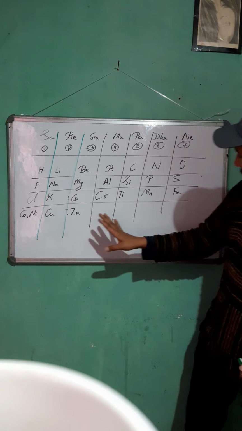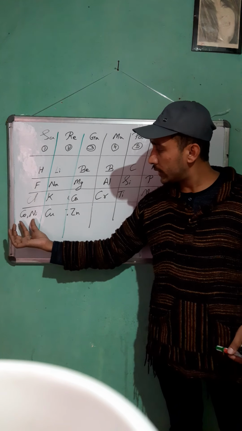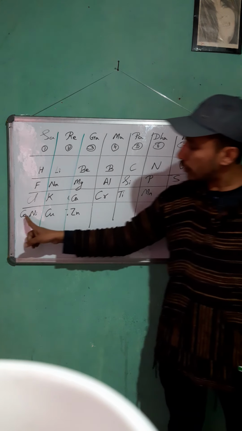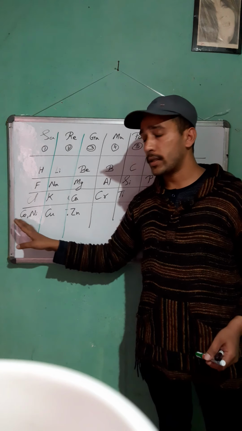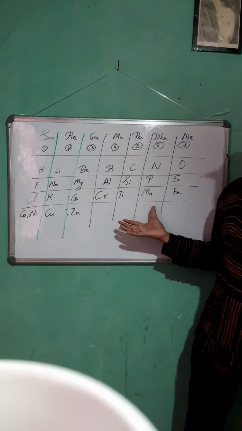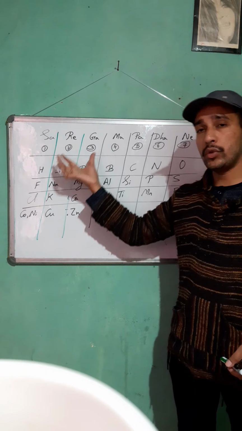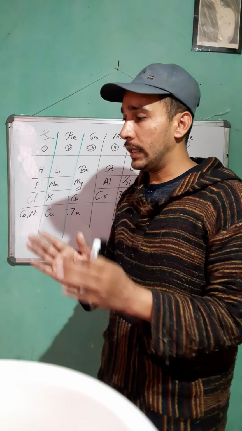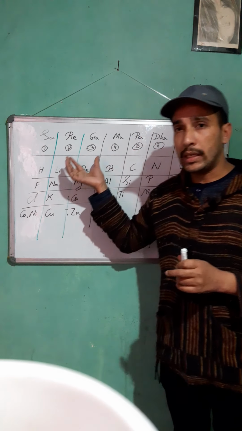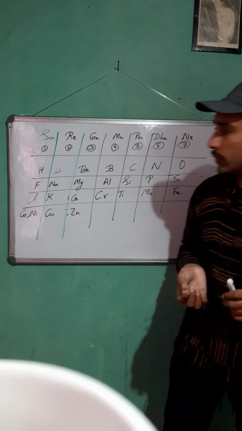And one thing he has done: he kept cobalt and nickel together. Actually they should be kept separately. But he kept cobalt and nickel together. This also has some reason that I'll explain to you later. So this was the process of arrangement of elements according to Newland. John Newland was a musician, so he arranged the elements in a musical note system.